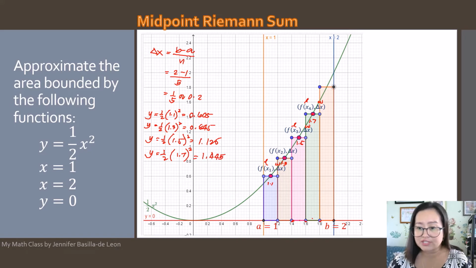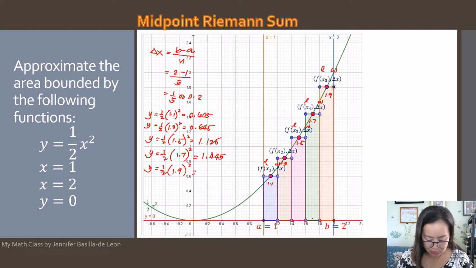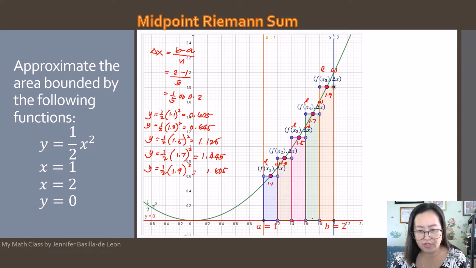And for the last rectangle, we shall do the same. The midpoint of the subinterval is 1.9, and to get the length and the width of this rectangle, we use this. So we shall have y equals 1/2 of 1.9 squared. So simplifying this, we shall have 1.805.